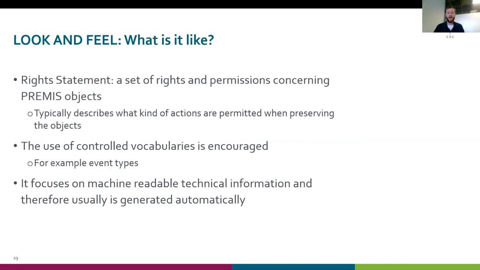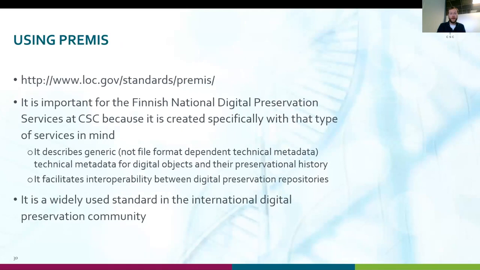And PREMIS encourages the use of controlled vocabularies in a lot of elements, for example, event types. And PREMIS focuses on machine-readable technical information. So therefore, usually it's generated automatically by software and it's not really meant for human readability. It's for machine processing. And PREMIS is very important in our national preservation services, because it specifically describes this kind of data that is used in long-term digital preservation, like technical metadata for digital objects and their preservation history.